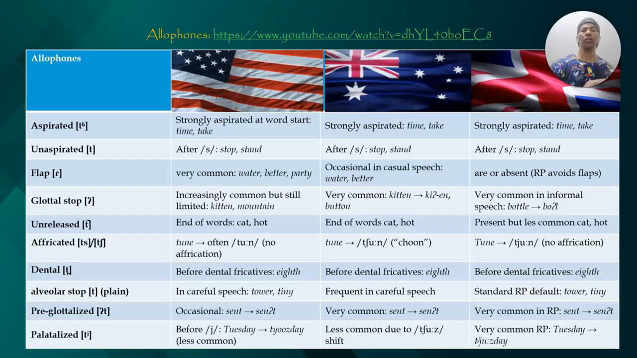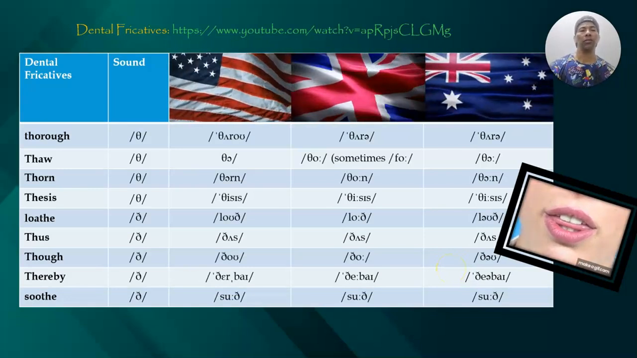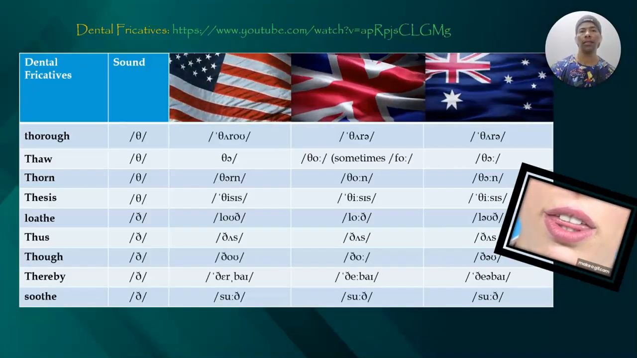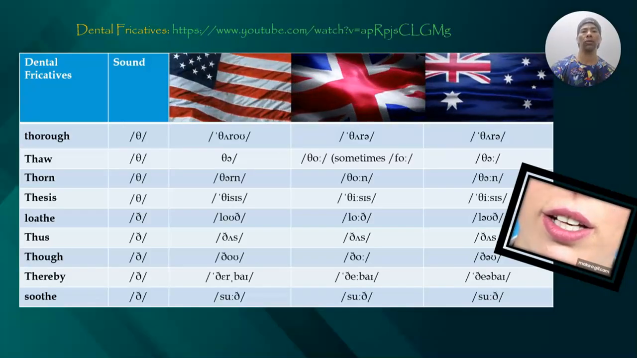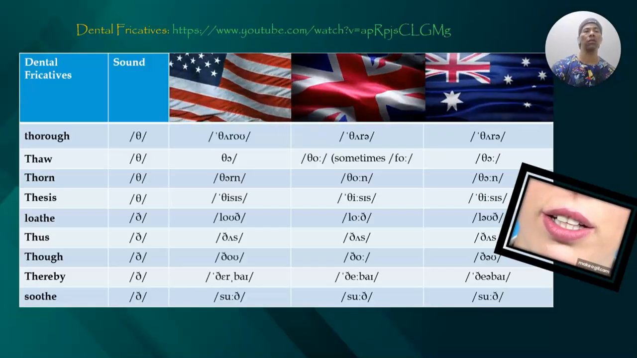So we have different ways of using allophones. We have the unreleased, affricated, dental, alveolar stop. We have palatalized in different cases. Now, dental fricatives has to do with the sound of th, the sound or the sound. It is a slight difference between both sounds.